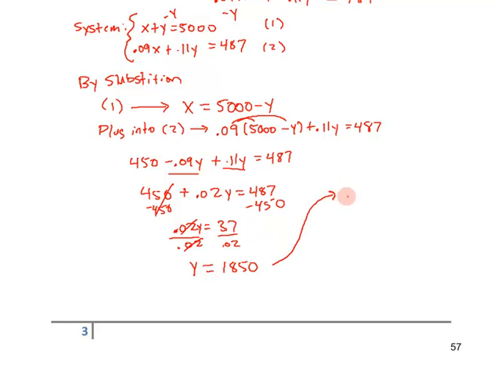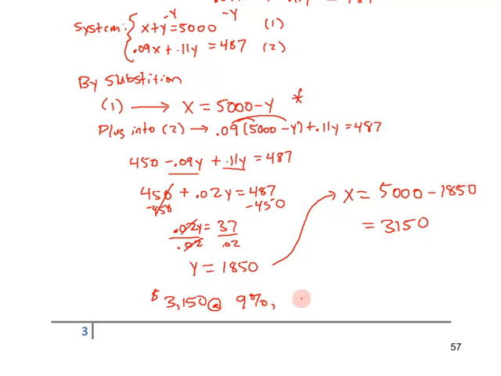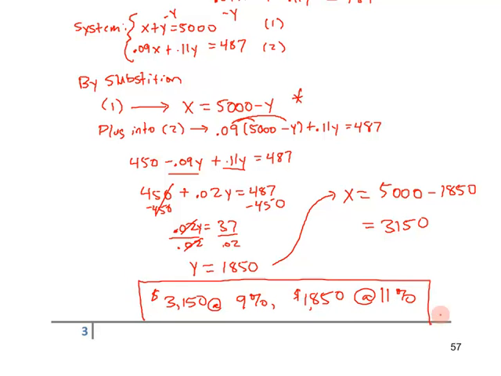So to find x, remember that x is 5,000 minus y, which was 1,850. So that's 3,150. Okay, so the final answer to the question, how much do we invest at each rate? We invested $3,150 at 9% and $1,850 at 11%. That answers the question to the problem.